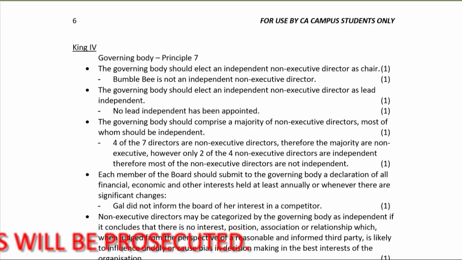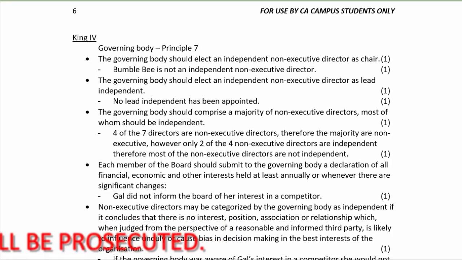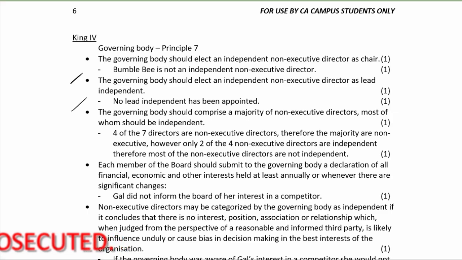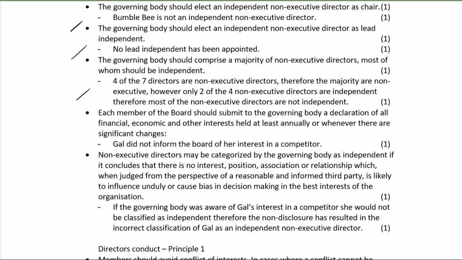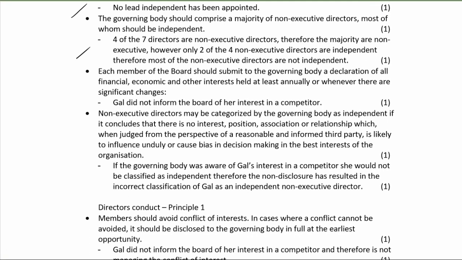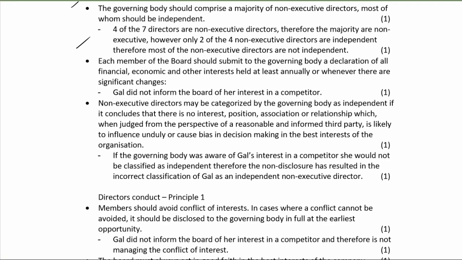In terms of King, the composition of your board, so your governing body, the chair is not independent non-executive, there's no lead independent non-executive, and your composition of your non-executives, they should be majority independent, they are not. Okay, and then in terms of King, directors have to submit their interest, Gal has not. The non-executive, being independent, Gal is no longer independent because of that interest.